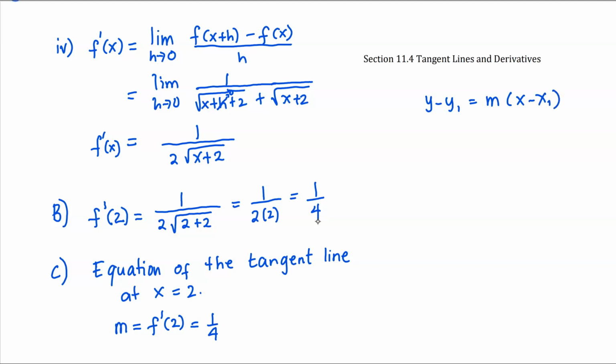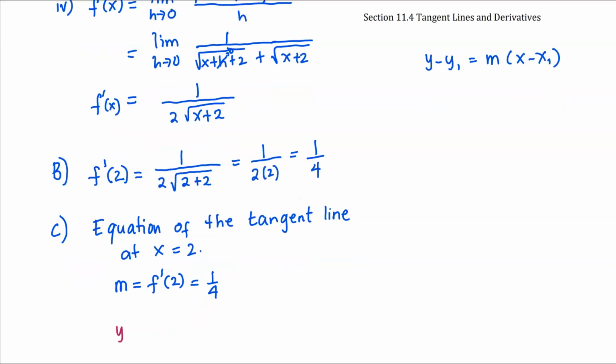Now we are given x equals 2, and x equals 2 is actually our x sub 1. Then we still need to compute for our y sub 1. So our y is just equal to the value of the function at x equals 2. So our function is given by the square root of x plus 2. So f of 2 is just the square root of 2 plus 2, which is equal to 2. So y in this case, or y sub 1 in this case, is 2.